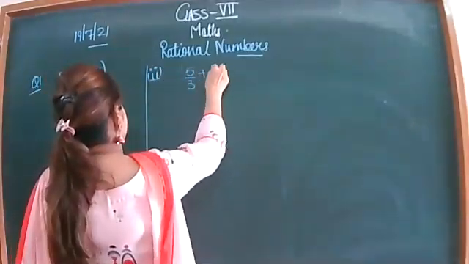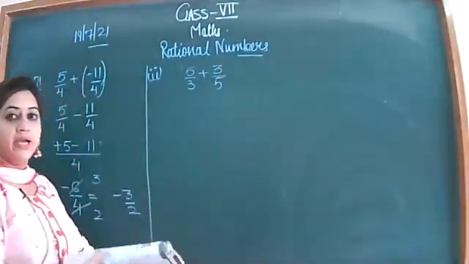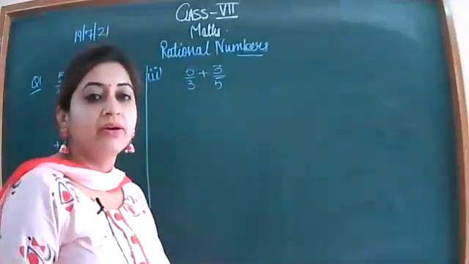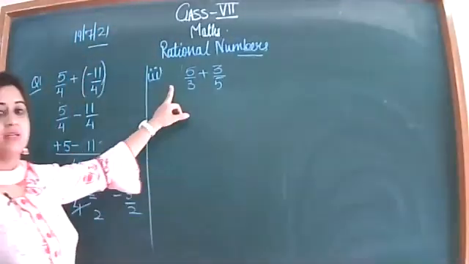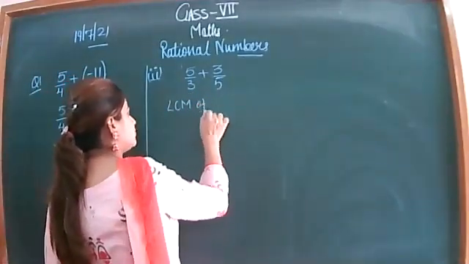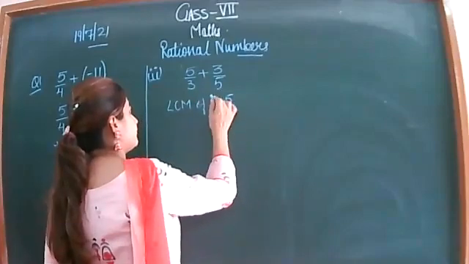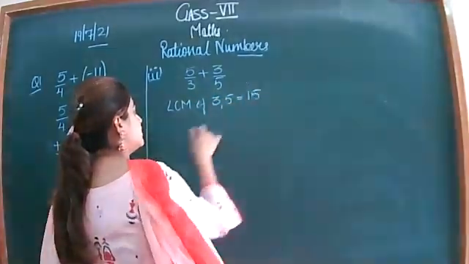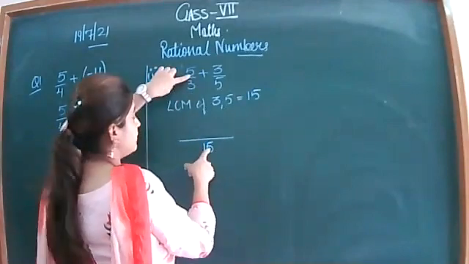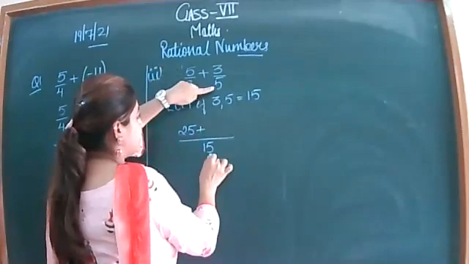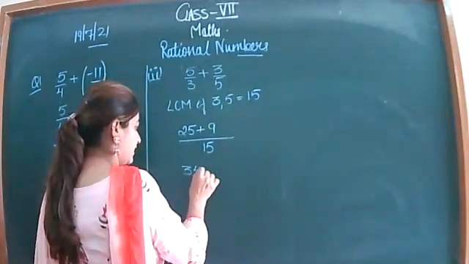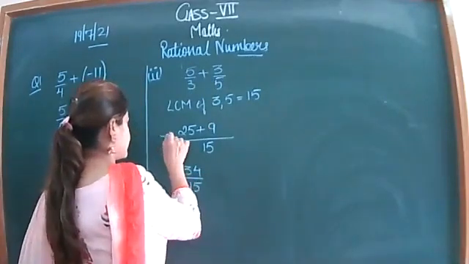Five by 3 plus 3 by 5. Here in this second part, the denominator is not the same. So you will take the LCM of the denominators to make their denominators the same. LCM of 3 and 5 is 15. So the LCM of these two terms is 15. 15 divided by 3 is 5. 5 5s are 25. 15 divided by 5 is 3. 3 3s are 9. So after adding, you will get 34 by 15.